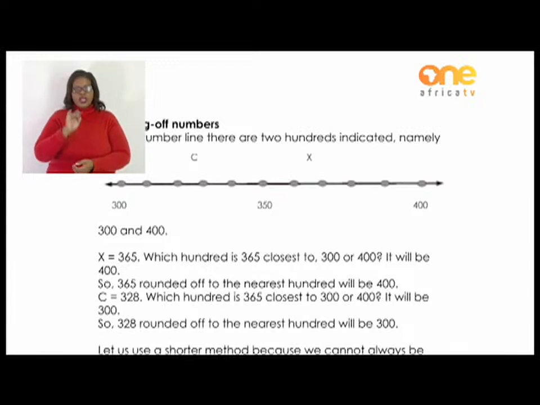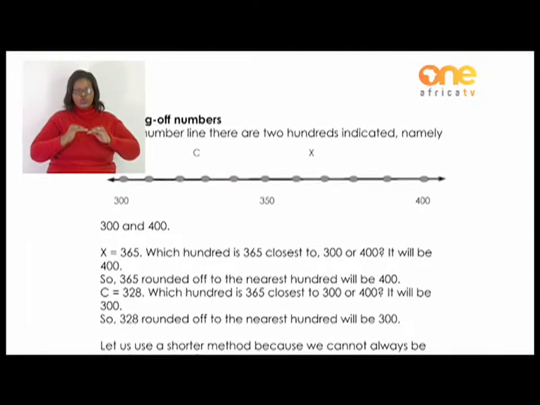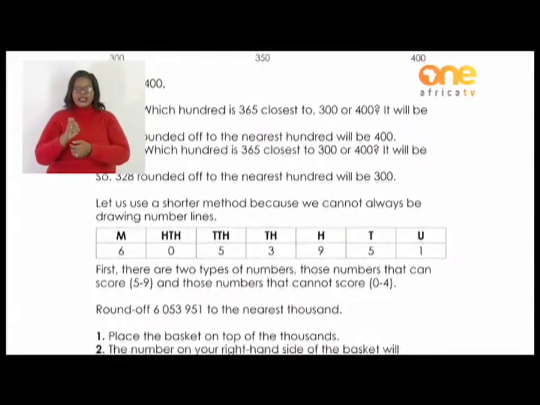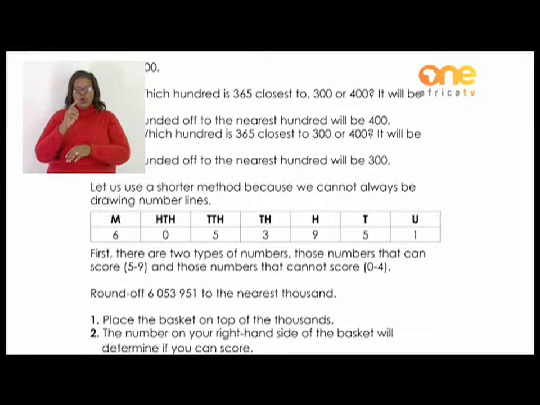If you look at the hundreds given there, below is 300 and 400. X is marked at 365, and which hundred is near or closest to this number? So it's a matter of choosing, and it will be 400. So 365 rounded off to the nearest 100 will be 400.